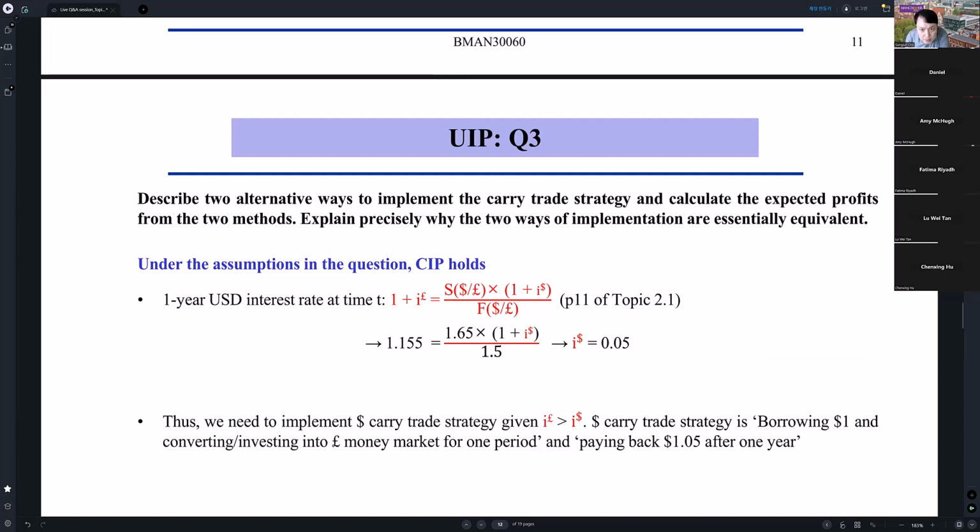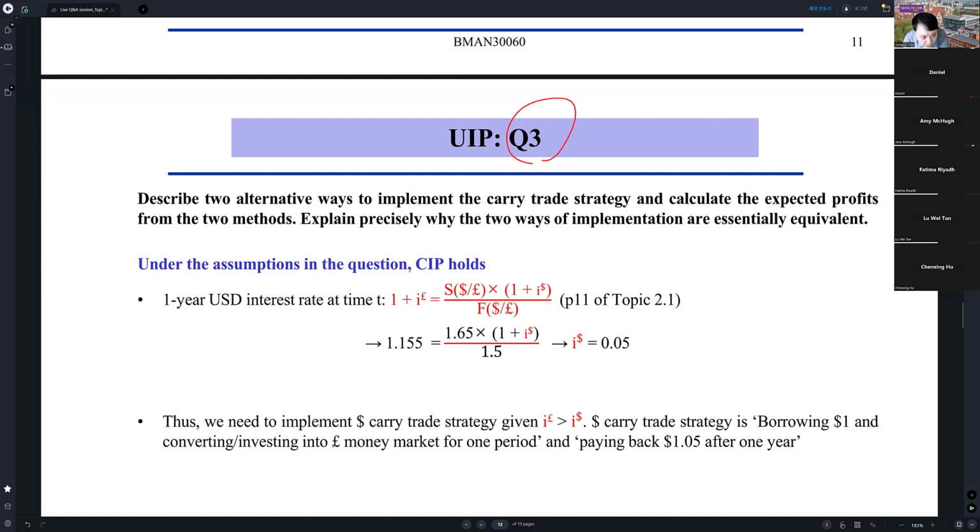And then question three. Question two was the same as question one, and now question three is about two different forms of the carry trade. Describe two alternative ways to implement the carry trade strategy, calculate the expected profit from the two methods, and explain precisely why the two ways of implementation are essentially equivalent.